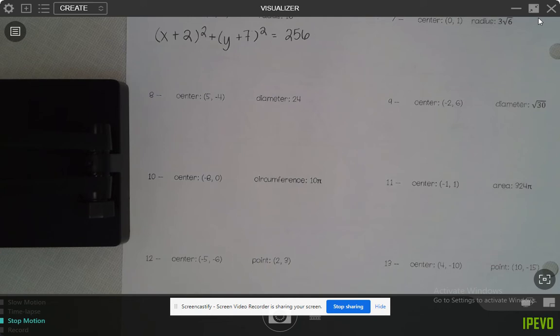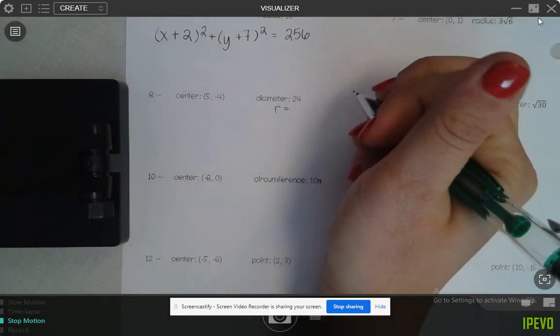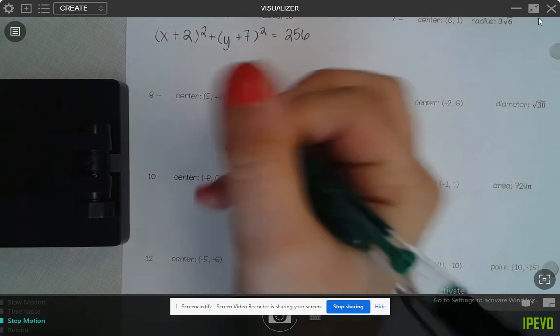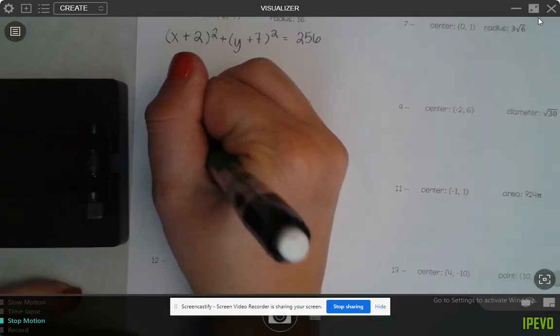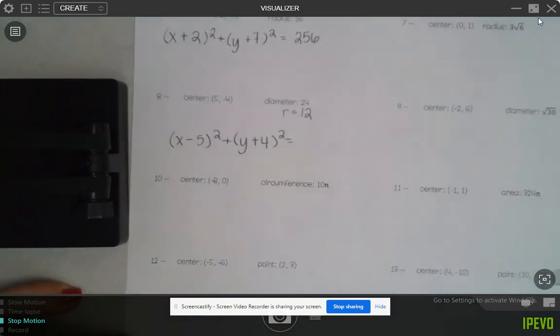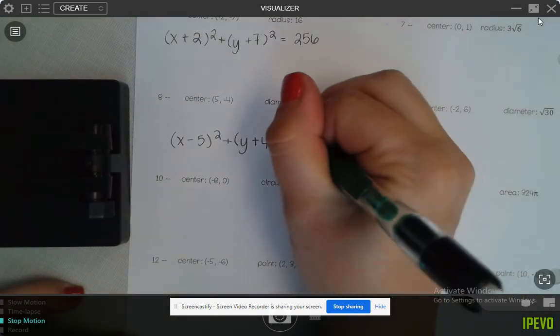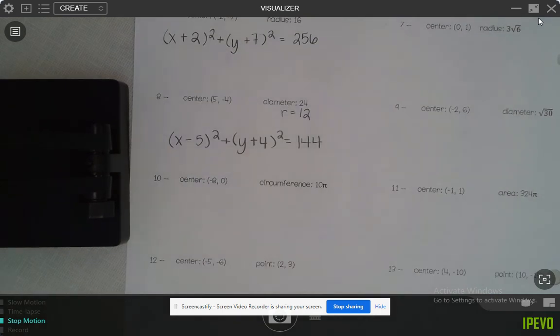Isn't that the whole thing? Yeah, can I put the diameter in my equation? No, can't use my diameter. So what do you have to find? You have to find the radius, which is, what's my radius? 12. So my equation is going to be x minus 5 squared plus y plus 4 squared equals 144. Gotta square it. Your radius is always squared. That's the formula. 9.